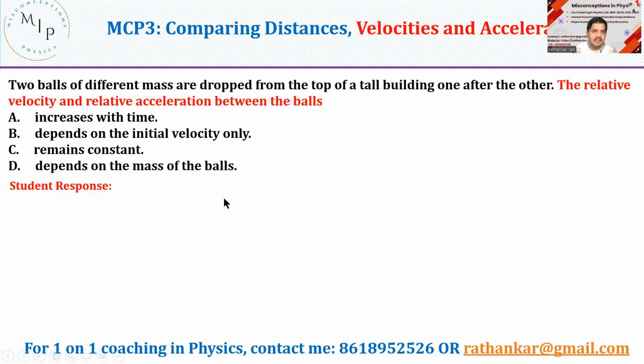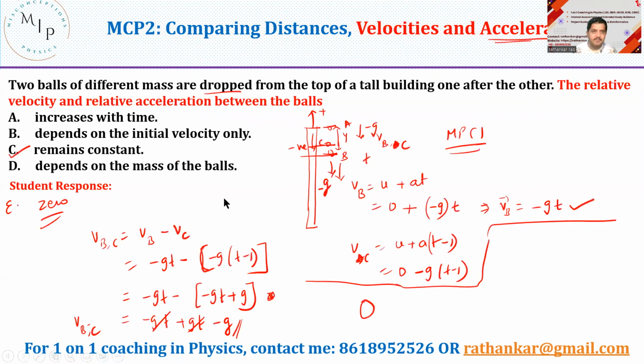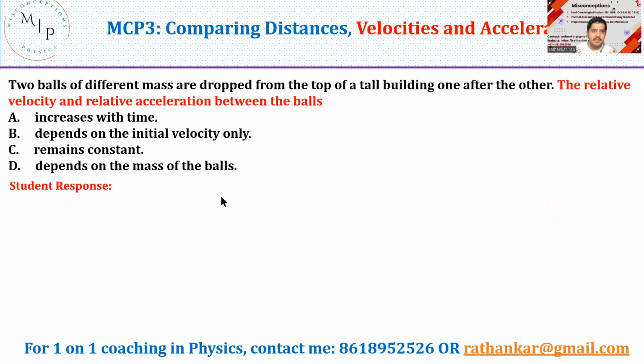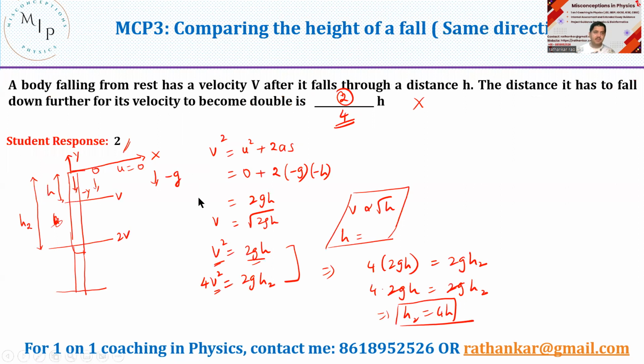And then we have seen this one, MCP2, MCP3. When you drop a ball over here, its velocity is v at a given height h, and then when the height is increased, because as the ball starts coming down, its velocity will increase to 2v. At what height will the velocity become twice? That was one more question being asked, and we tried to solve it, and we found out that the new height h2 will be equal to 4h.